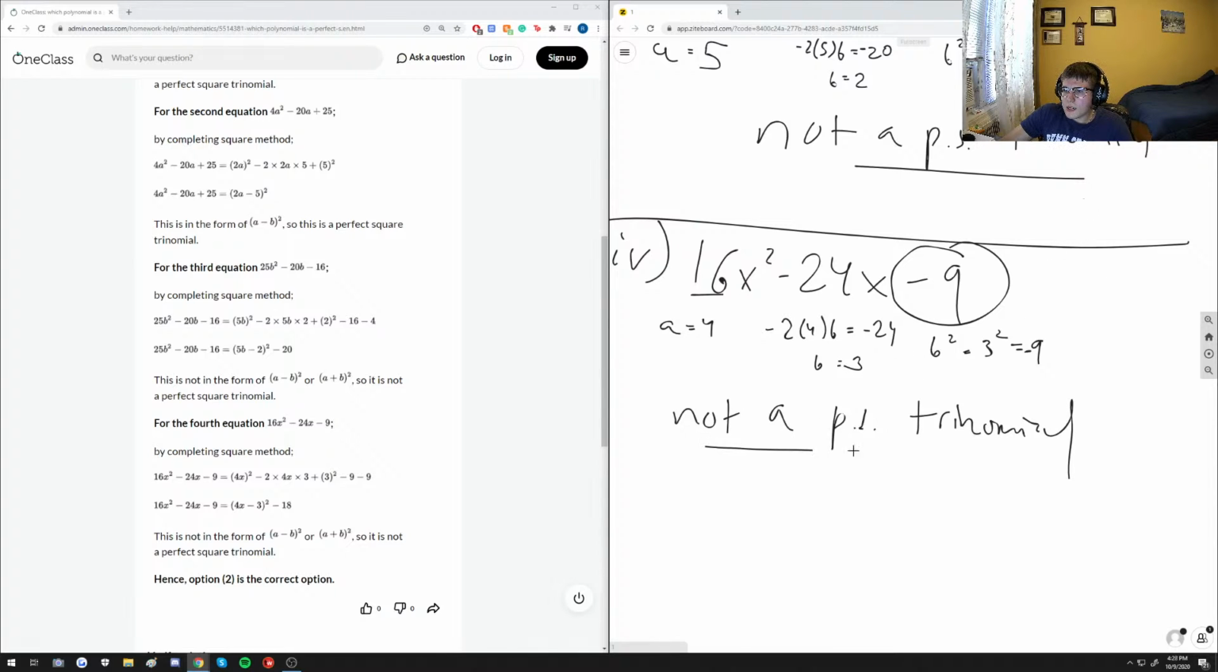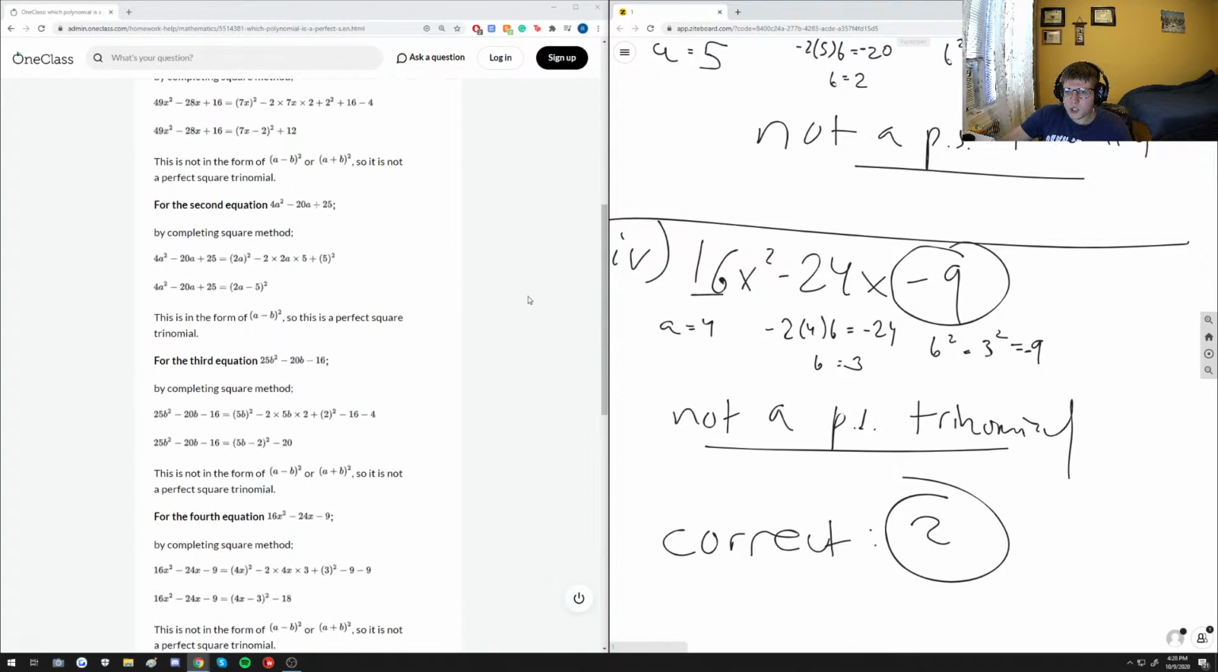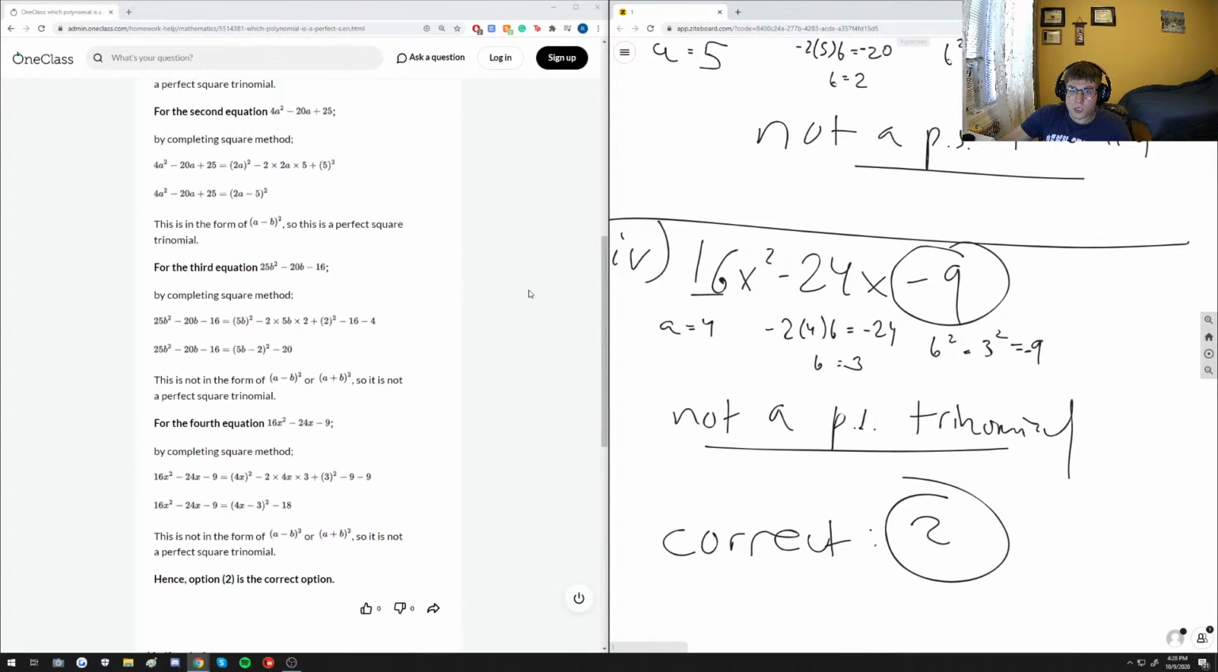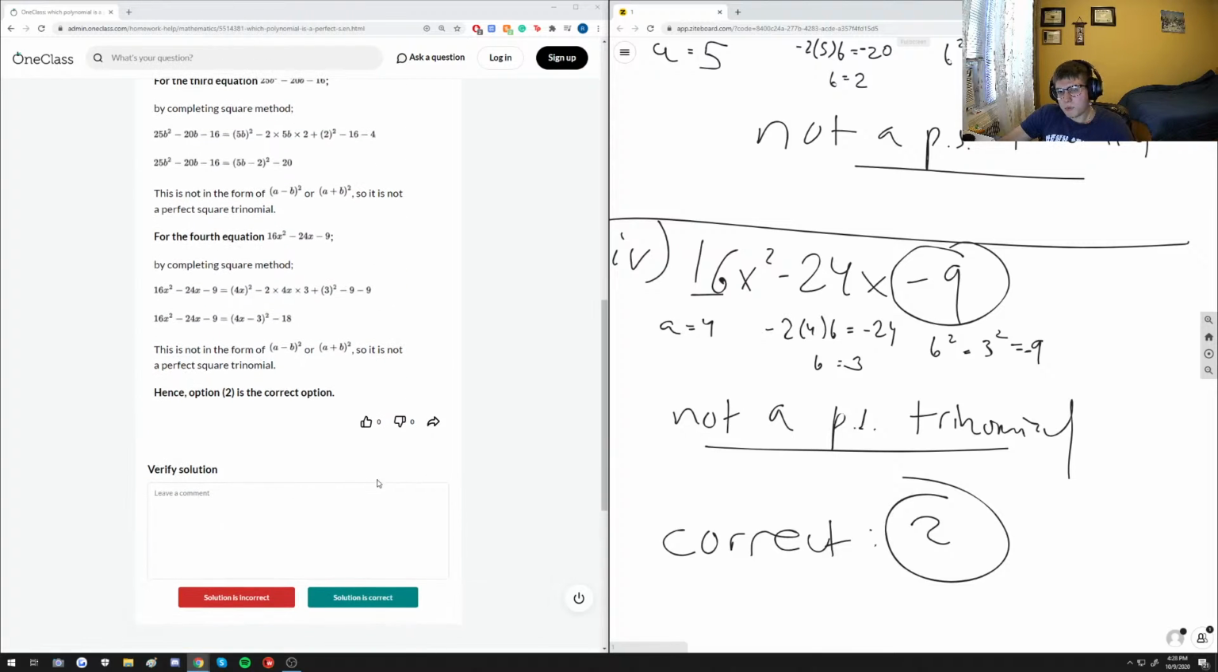So in that case, the correct answer choice is answer choice 2, and this written response here does a good job at showing that. They are using the complete the square method. I tried to take what I consider to be a more simpler approach. So I'm going to write this as the correct solution. Good job. And that is number 2.